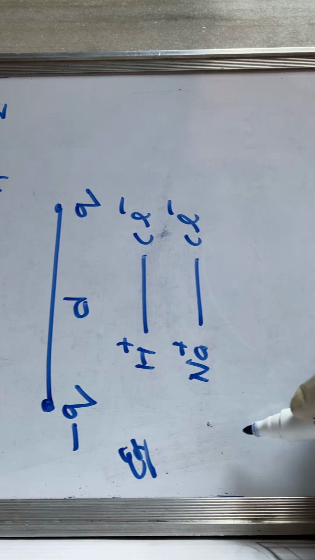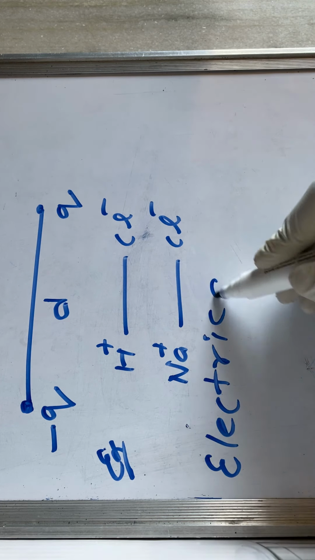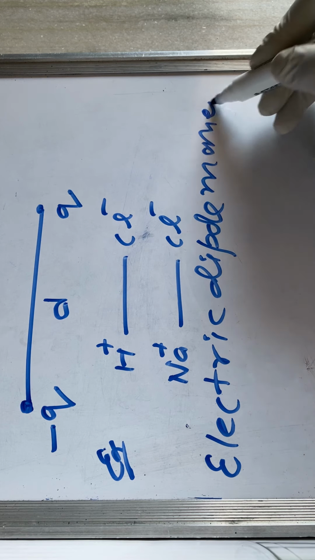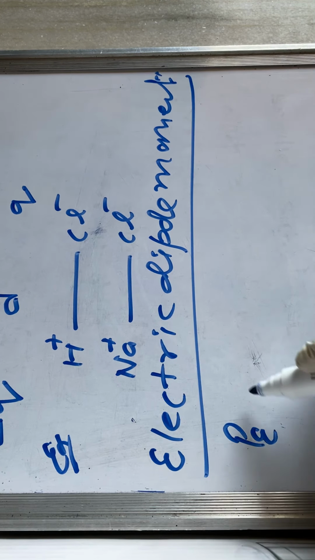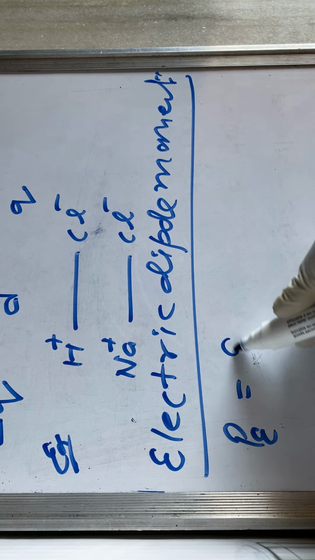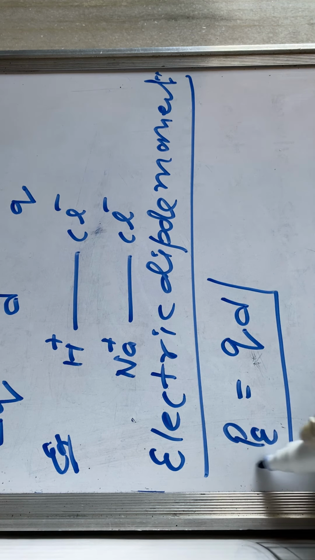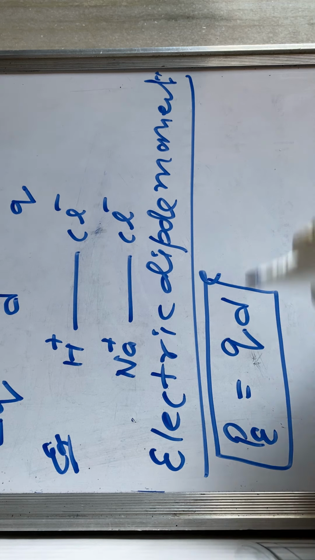We also define a term called electric dipole moment. What is the electric dipole moment? We represent it with P E, because in the same way we also get the magnetic dipole moment, which we will represent by P M. So P E is the electric dipole moment. And what is this equal to? It's the magnitude of charge into the separation between them.